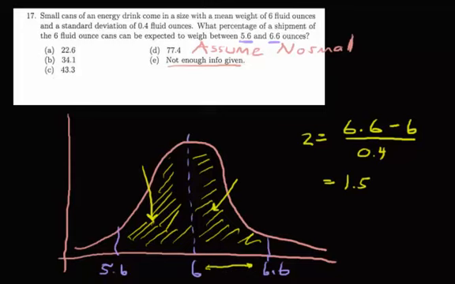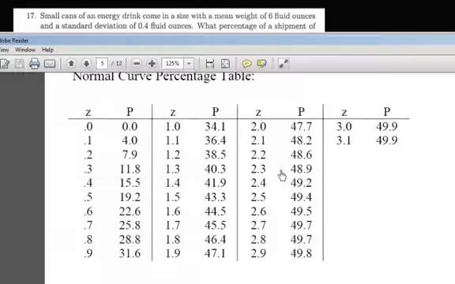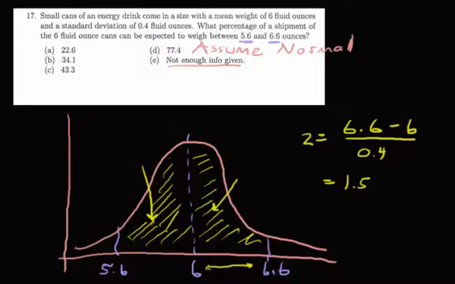All right, so the distance between 6 and 6.6 has a z value of 1.5. So let's bring up the table again, and you can see a z value of 1.5 is associated with a percentage of 43.3%. Now, please remember that this percentage is between the mean and the specific value. So that 43.3 goes right here. Okay, it's this percentage in here.